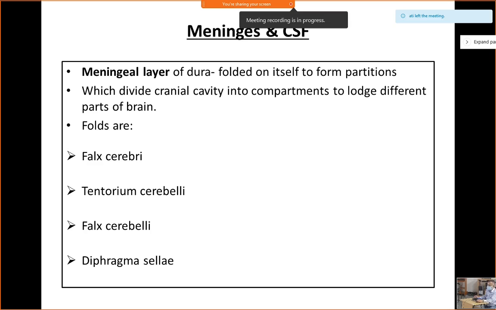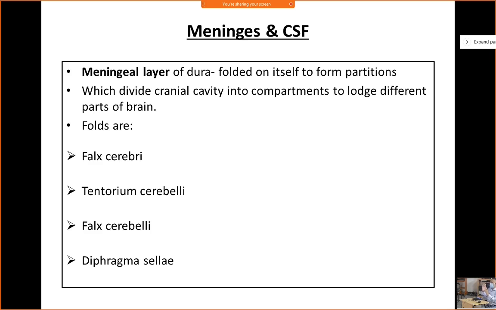Tentorium cerebelli is a tent-like structure, just a tent. Between whom? The cerebral hemisphere and your cerebellum. So the cerebellum and cerebral hemisphere are separated by tentorium cerebelli. Then falx cerebelli. Falx cerebelli is between the two cerebellar hemispheres. Cerebellar and cerebral, the difference is there.